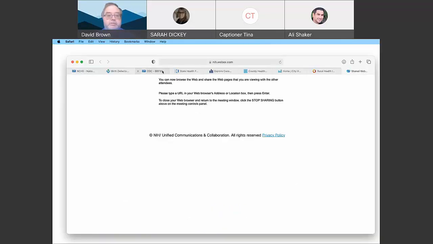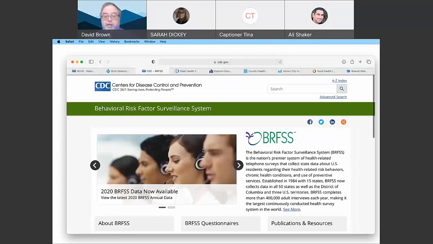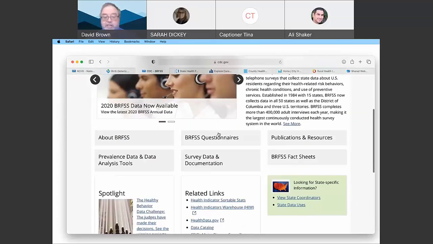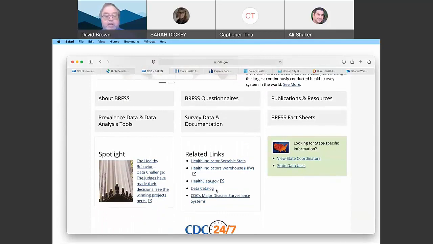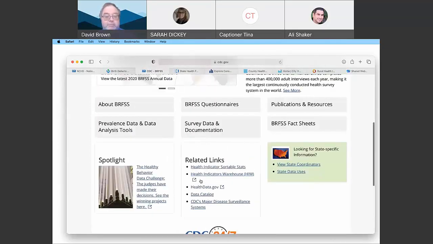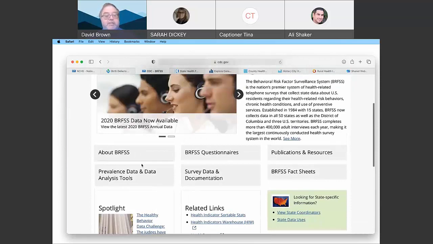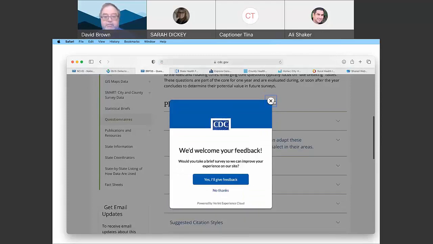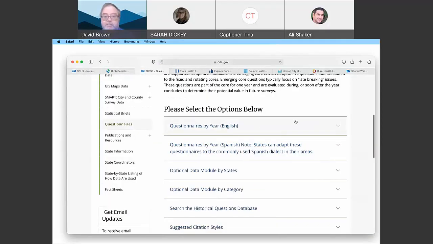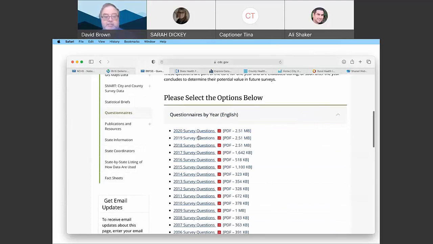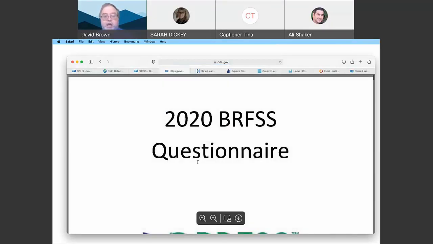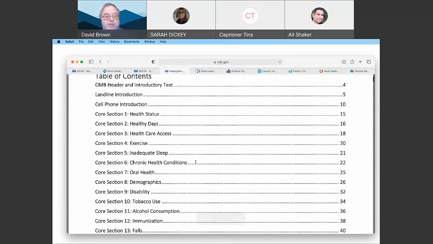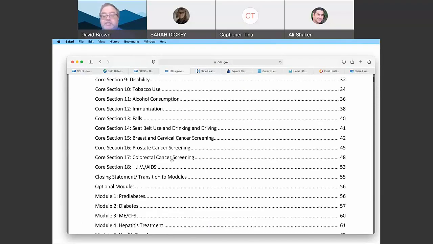I will go here to our BRFSS. As we look at it, the questionnaires are here. There are the publications and resources, the fact sheets, the sortable stats, all sorts of good quality information that is here. If you're looking at prevalence data and data analysis, it's right there. But if you want to find a specific questionnaire, they are right down here. This is the exact questionnaire that was asked, and it's a PDF that you can easily download. And you can find what was asked, what the different sections were, in a nice analyzed portal.